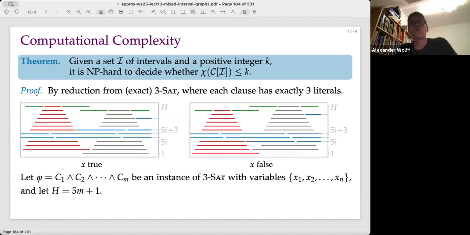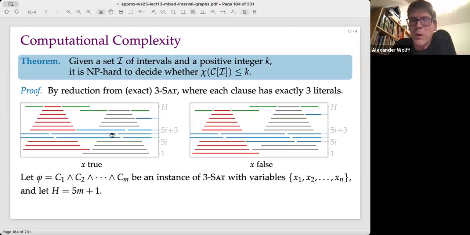And how do my variable gadgets look like? We called those Christmas trees, which comes at the right time. They look like this. There are a lot of intervals contained in each other in red and in gray. They have a little extension on the top. Don't ask me why we need it. And then there are some long sequences of blue intervals that go to the right.